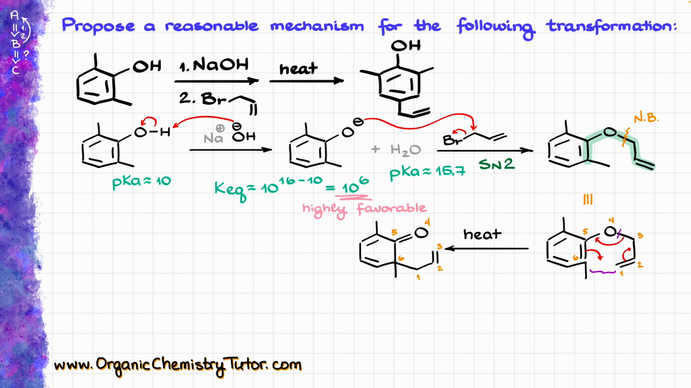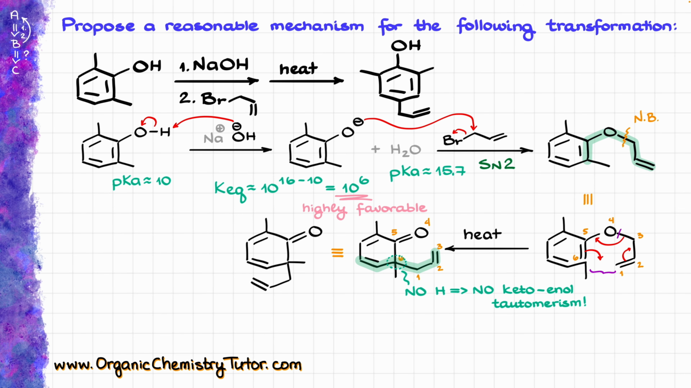Now, normally at the end of this step we would have a keto-enol tautomerism to give us the phenol back. However, in this case we do not have a hydrogen in this alpha position, and no hydrogen, no keto-enol tautomerism, which means that we are actually going to keep on going with this reaction, because now I have this part of my molecule which I could classify as a 1,5-diene, so that means that that part of the molecule can undergo the Cope rearrangement.